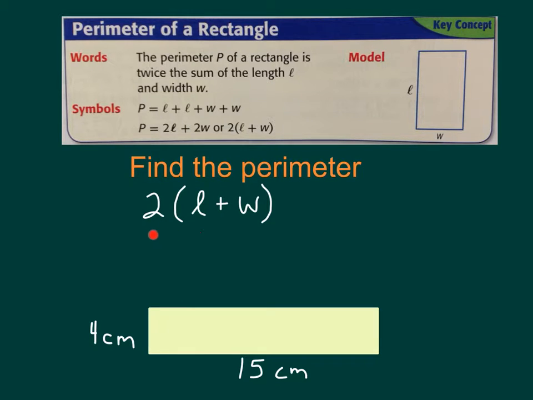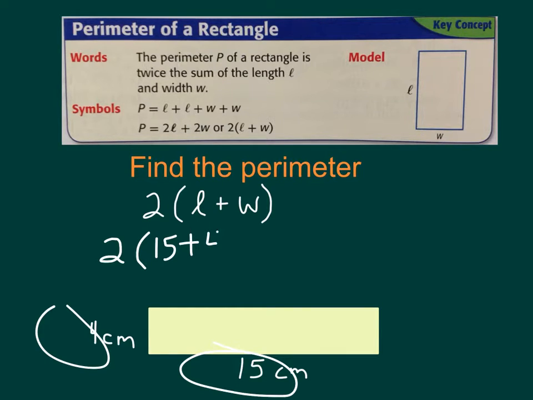So I wrote my formula down here. Notice my L, I make like a cursive L. That's a good idea. Don't make your L like a number 1, because you might get confused and think it's a 1. Now it's like a puzzle. I plug in my numbers. So it's 2 times the length, which I can see here is 15, plus my width, which is 4.